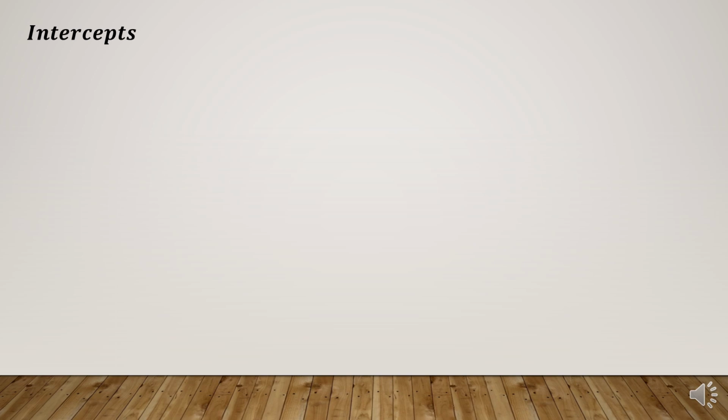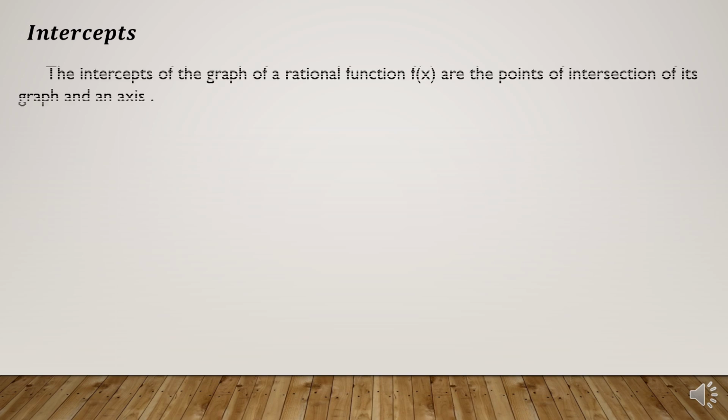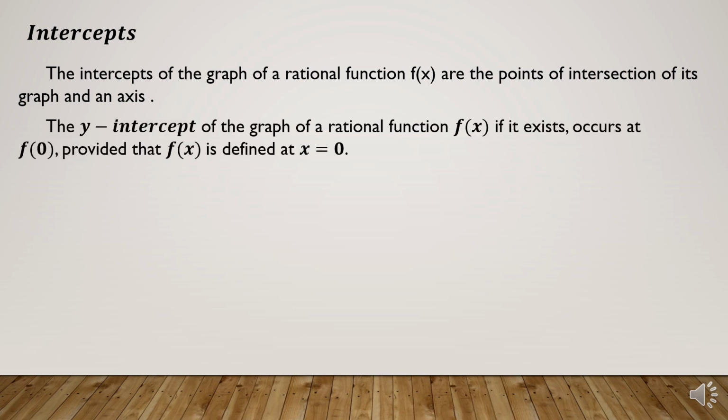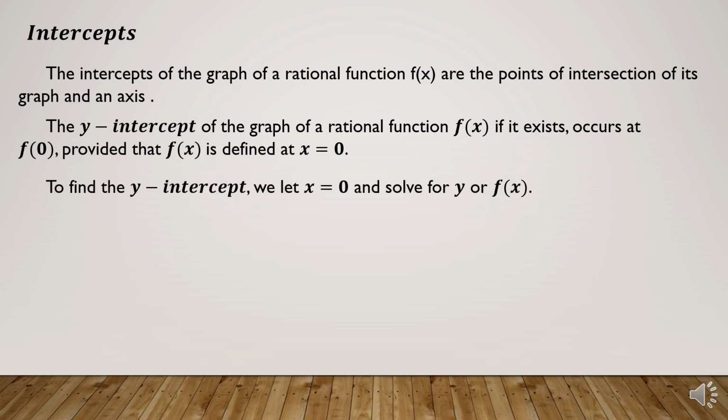X and Y intercepts. The intercepts of the graph of a rational function f of x are the points of intersection of its graph and an axis. The y-intercept of the graph of rational function f of x, if it exists, occurs at f of 0, provided that f of x is defined at x equals 0. To find the y-intercept, we let x equal 0 and solve for y or f of x.